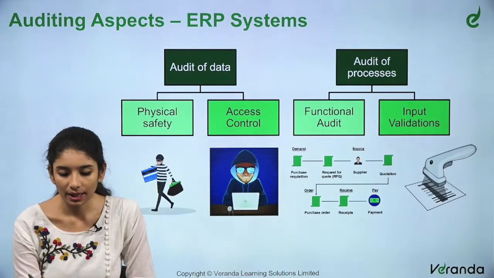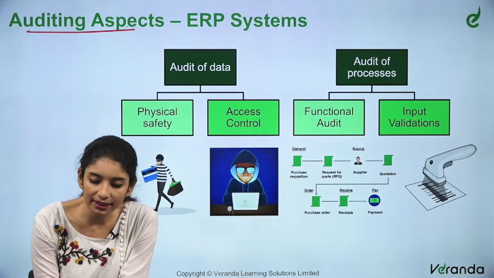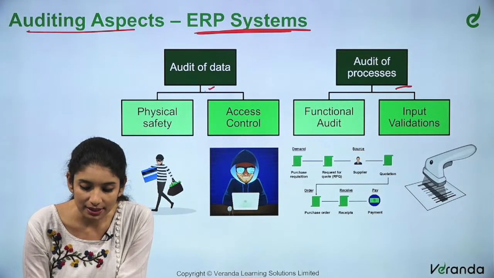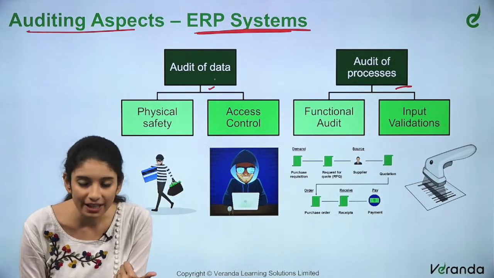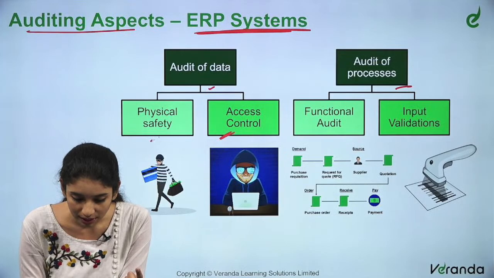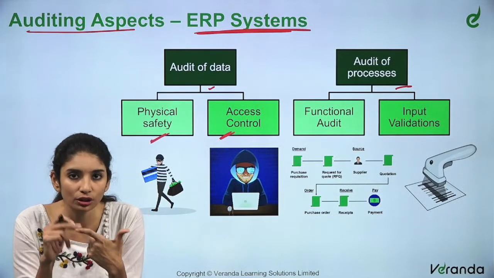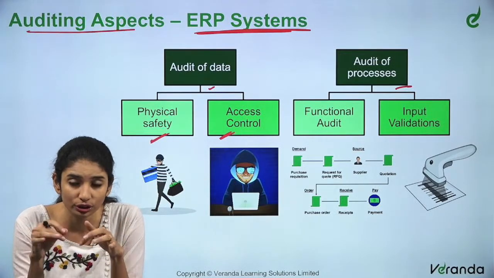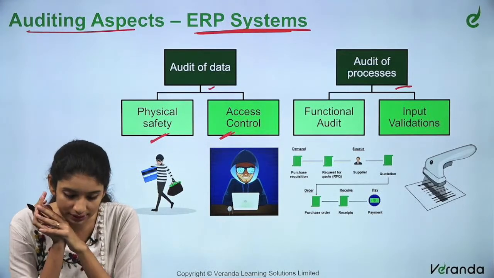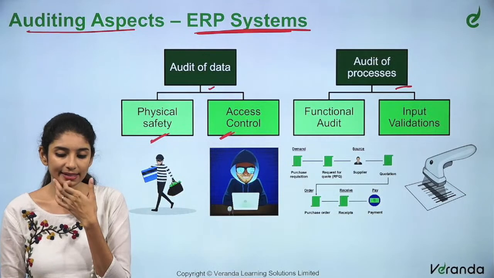Yeah, so let's come here. The auditing aspects in an ERP system. Audit of data, audit of processes. Audit of data means physical safety and logical safety, which means access controls. Logical means going inside the system and doing something, for which you need access controls. So, physical safety and access controls.